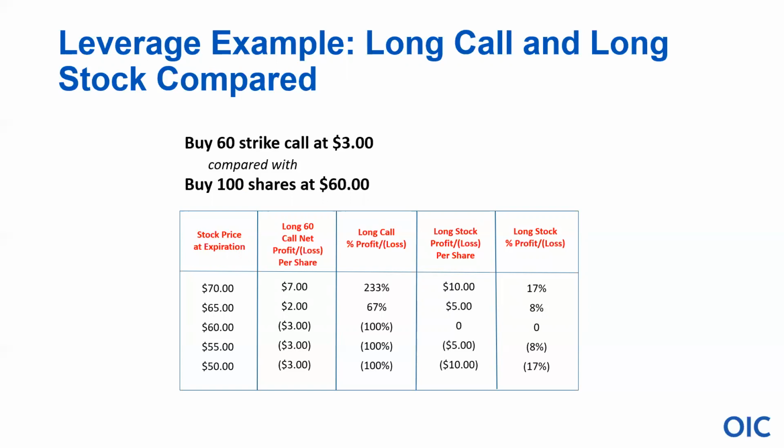Compare that with the two final columns there, buying a stock. If I buy the stock at 60 and it goes up to 70, I'm making $10, which as a percentage of my stake, because I have to buy the shares outright, is about 17%. Or alternatively, if the stock goes down by $10 to $50, then I'm going to be losing 17%.